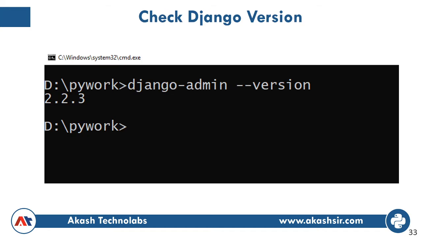If you want to check the Django version, you can simply write the command, hey django-admin, give me a version name. The command will be django-admin --version, and you will get the version number.